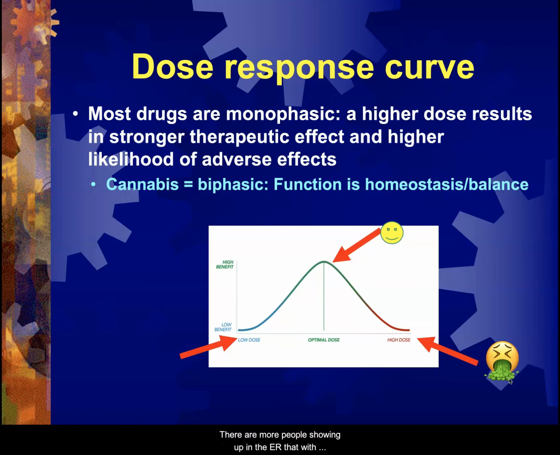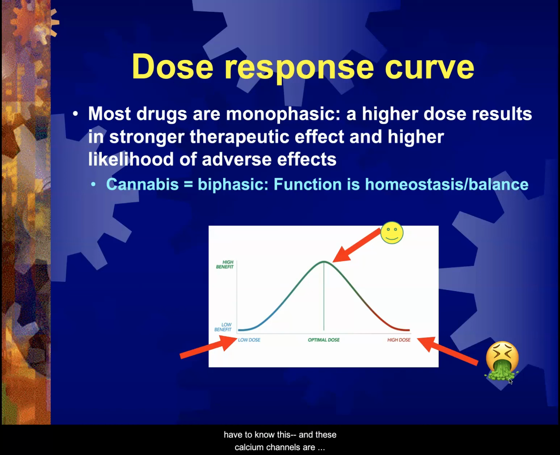And there are more people showing up in the ER with uncontrollable vomiting. It's usually associated with high doses of cannabis, especially high THC, and you just can't stop barfing. We think it's related to calcium channels. Cannabis inhibits calcium channels, and when you block calcium, it's associated with nausea and vomiting. You do not have to know this.